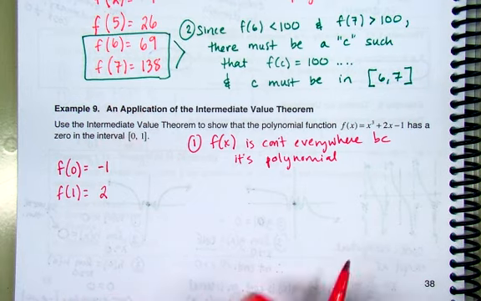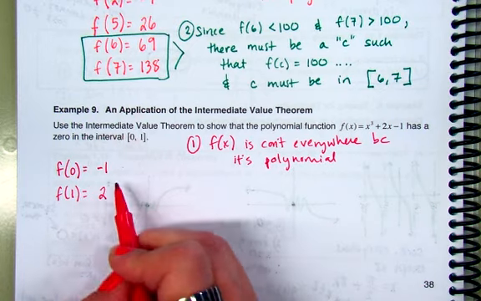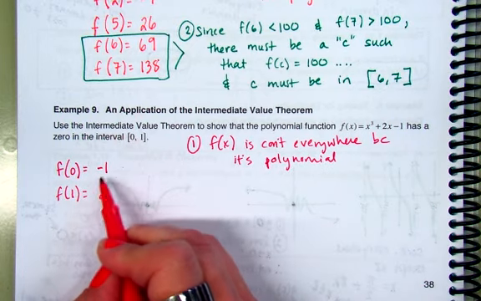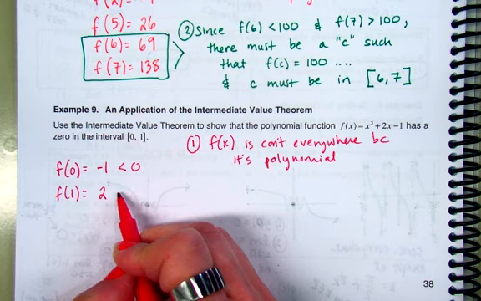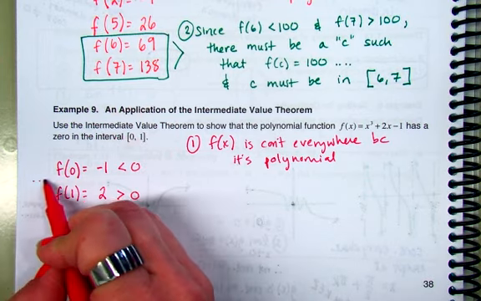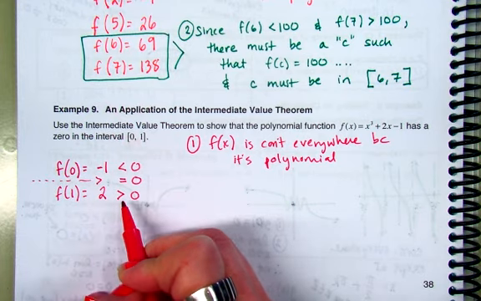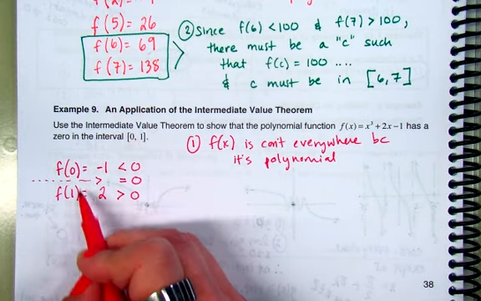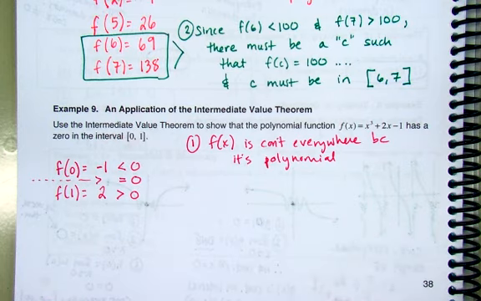Notice, what am I looking for? I'm looking for when it has a 0, right? So I'm looking for when is it equal to 0. Well, since this, right, is less than 0, negative, and 2 is greater than 0, then there's got to be something in between here that is equal to 0, right? So there has to be a 0, right? We're talking about the root of the equation where it crosses an x-intercept.